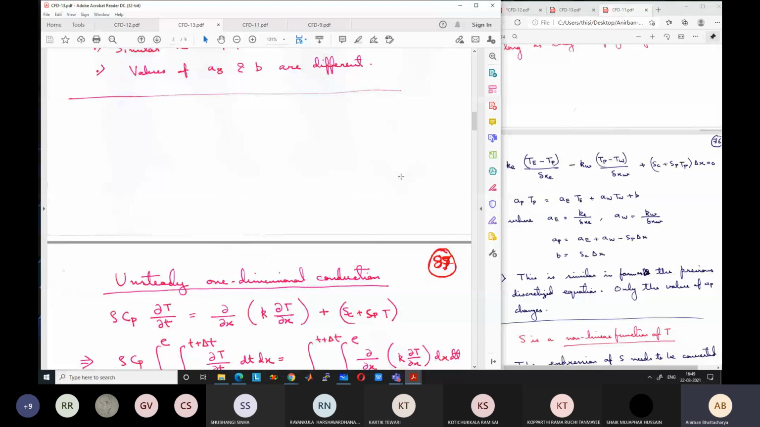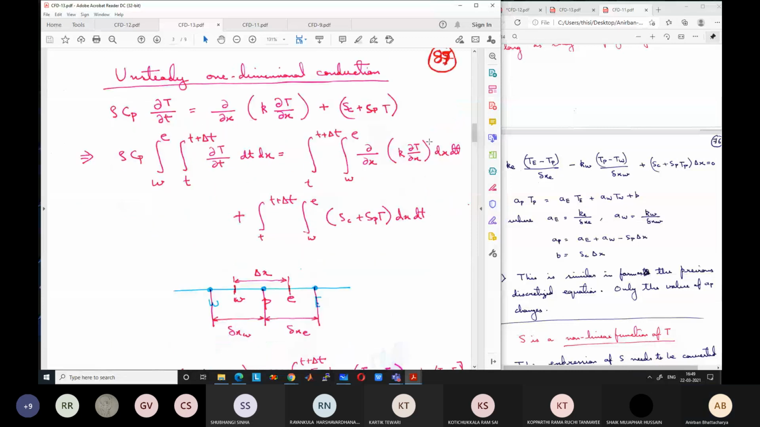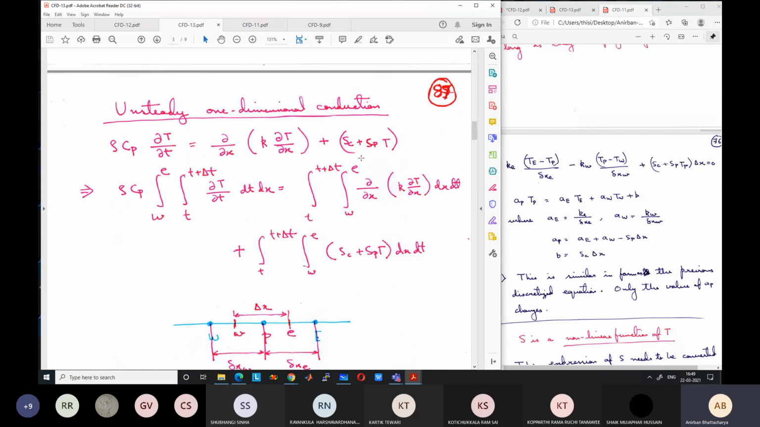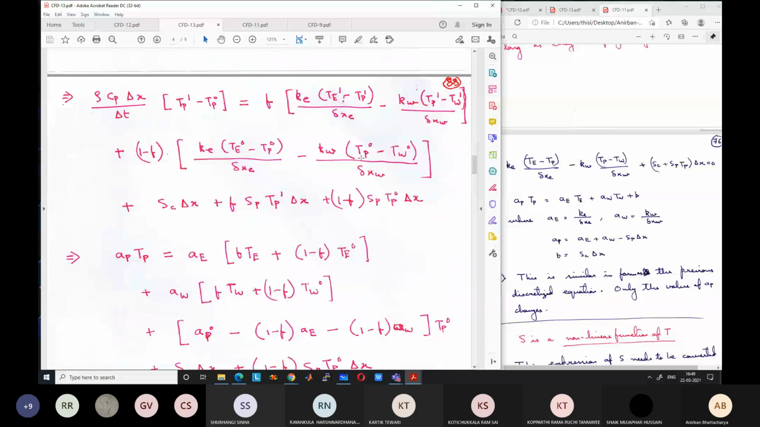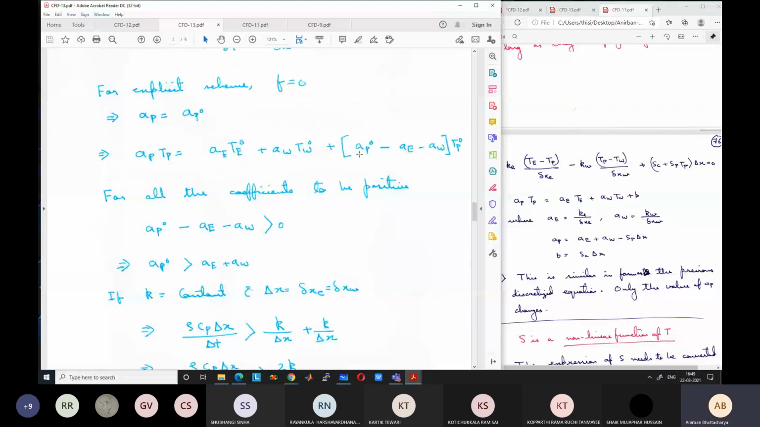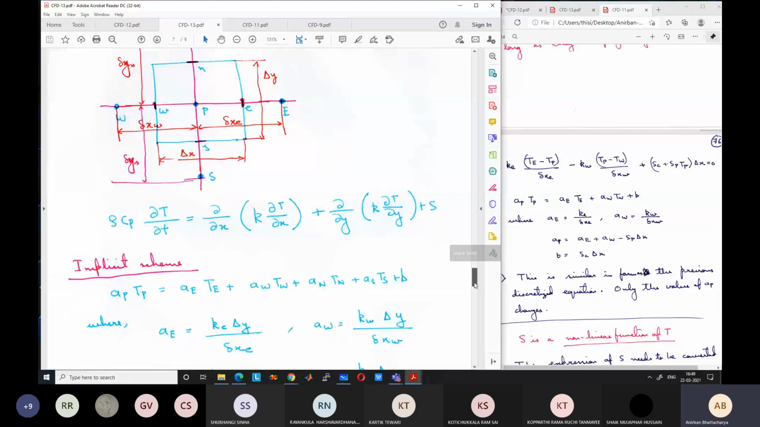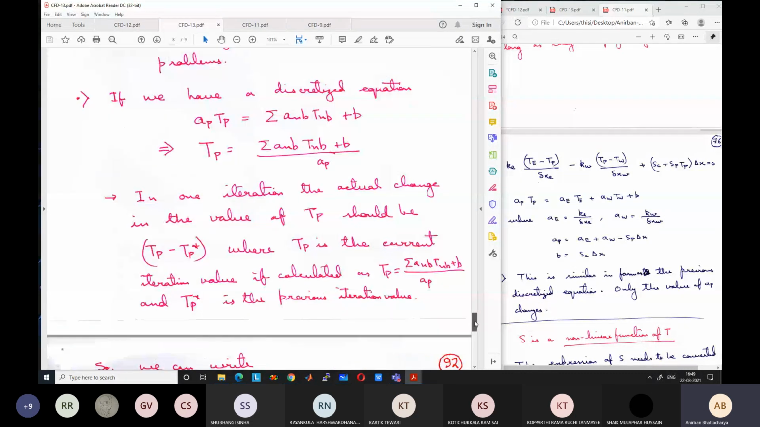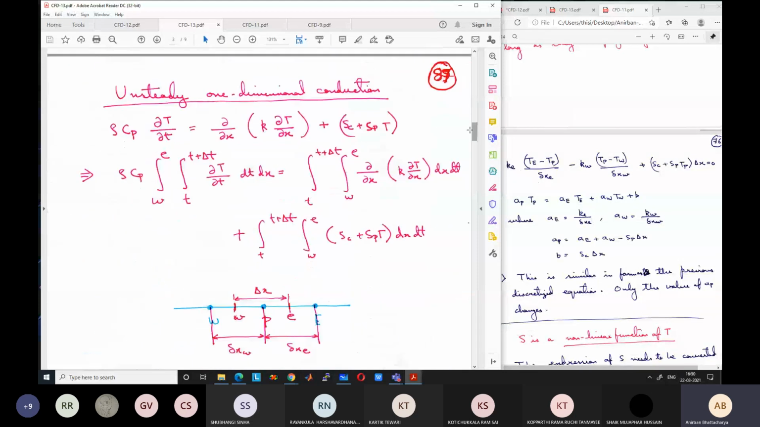I think we will continue this part in the next class tomorrow. Unsteady one-dimensional conduction, and we will finish this part. So this will conclude our chapter tomorrow, and then from next week we will go into the next chapter, which is convection diffusion problems. Till now we have been studying conduction problems only, typical diffusion problems. So we will go to the next chapter, which is convection diffusion problems.